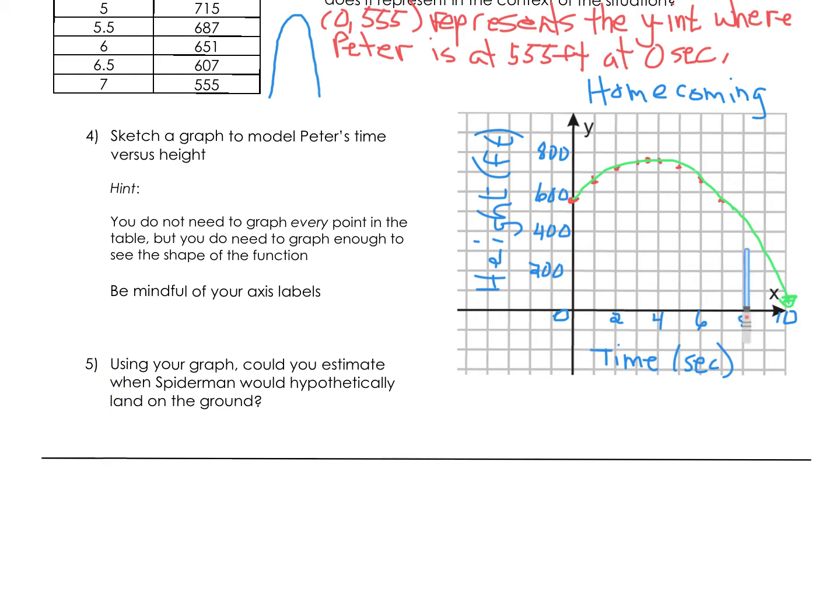All right, so the reason why I kept going is because the next question says, using your graph, could you estimate when Spider-Man would hypothetically land on the ground? So he hypothetically lands on the ground here, which is at 10. So that's why I think it would be 10 seconds, according to my graph. And if you graph correctly, you should be somewhere close enough. So I just rounded to the nearest integer. All right, so flip your page.